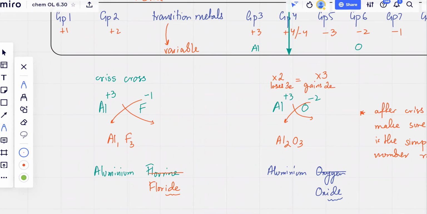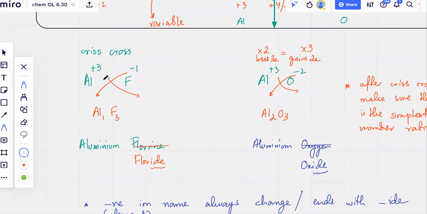And what we also did was we learned how to write formulas using the crisscross method. Aluminium was in group 3, so it has a charge of +3. It's always a positive ion attached to a negative ion. So aluminium was +3, and fluorine was in group 7, it was -1. The crisscross method is that you bring the 3 over here and the 1 over here. It's going to be AlF3. You don't have to write 1.